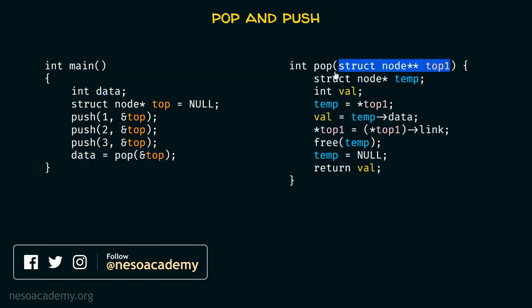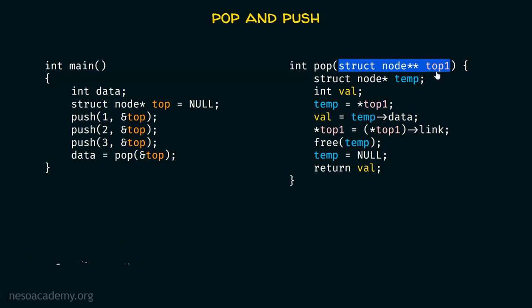And this is how our pop function looks like. Here in this pop function, we have to declare this parameter, that is struct node star star top 1. We must have a pointer to a pointer. As we are passing the address of a top pointer, that's why we must have a top 1 pointer, which is nothing but a pointer to a pointer, right?